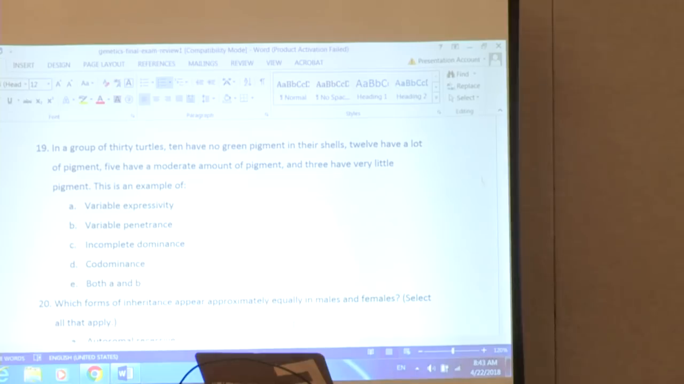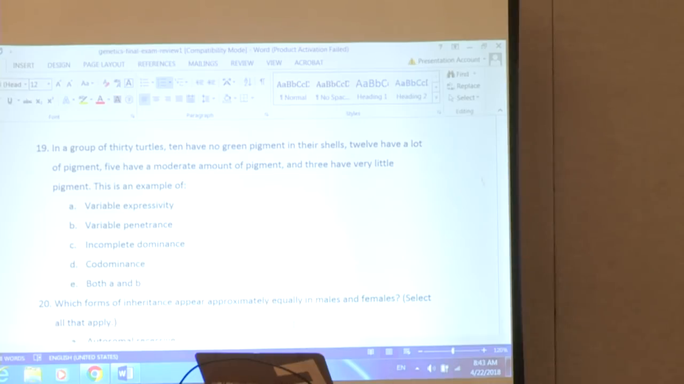But it's also variable penetrance, because penetrance is whether or not people with the trait are expressing it. It's not to what degree they're expressing it, but whether they're expressing what they should. In this case, 10 turtles have no green pigment, but others do. So they probably have the genes but aren't expressing them, so it's not penetrating, so there is indeed variable penetrance.